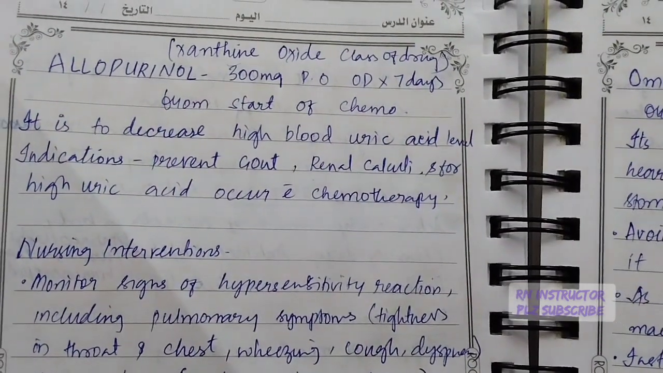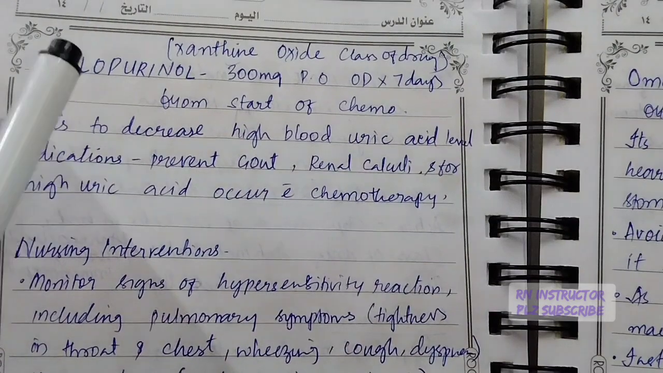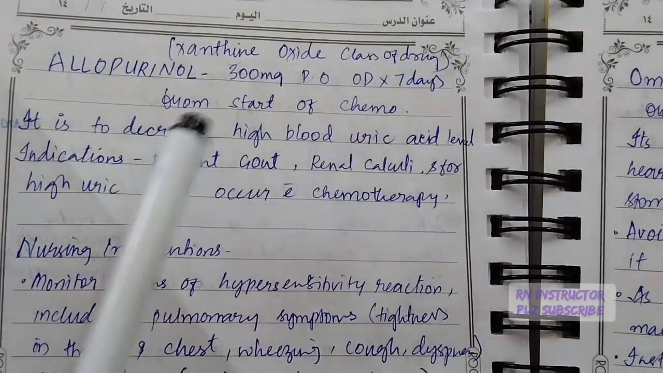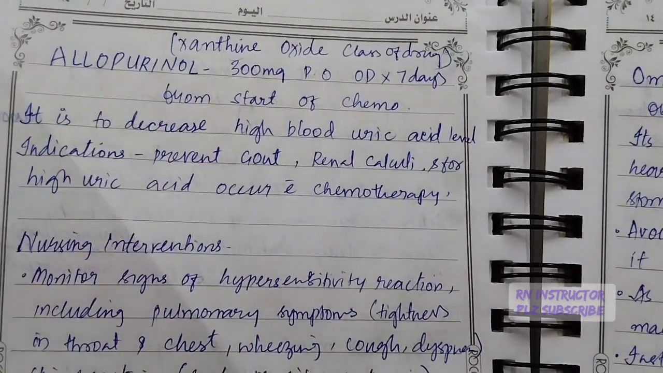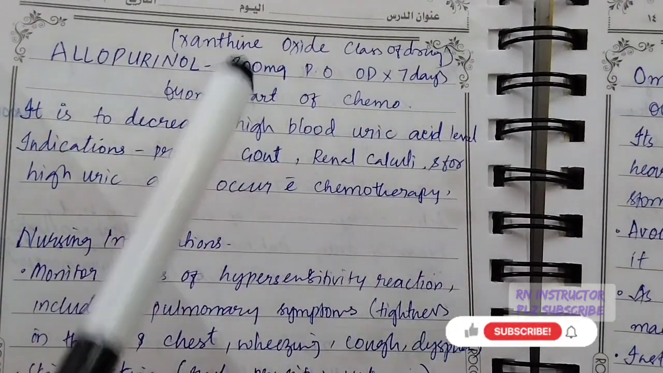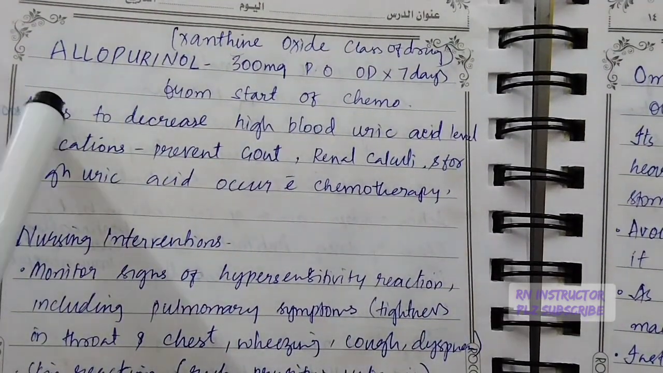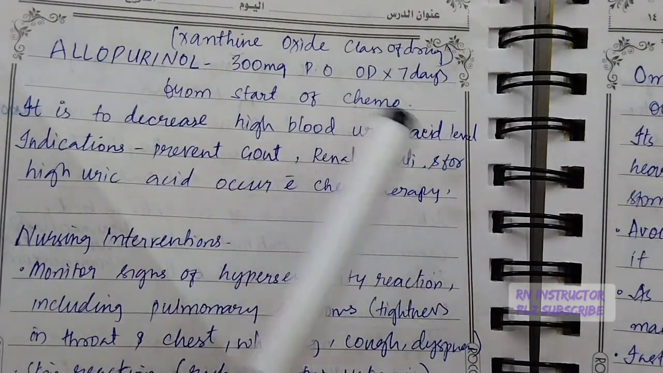Next is the medication allopurinol. Allopurinol is actually not a chemotherapy medication, but it is a xanthine oxidase derivative drug we give in order to prevent the complications of chemotherapy medications. From the start of chemotherapy, we will also be giving allopurinol. It is to decrease the blood uric acid levels.